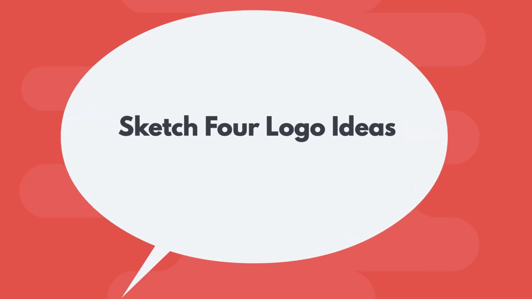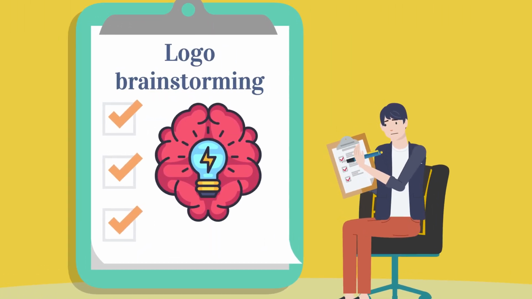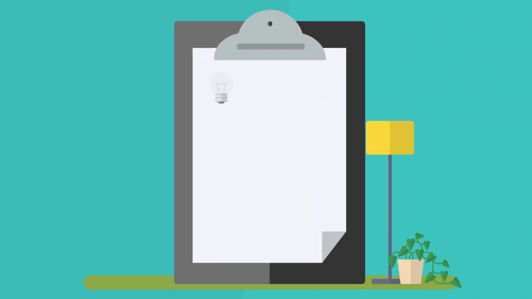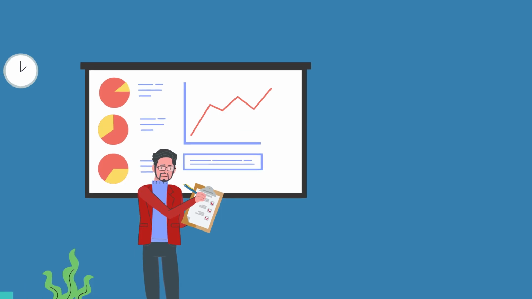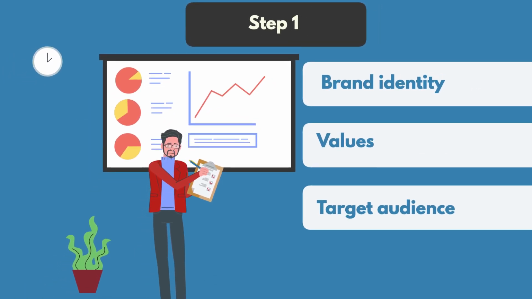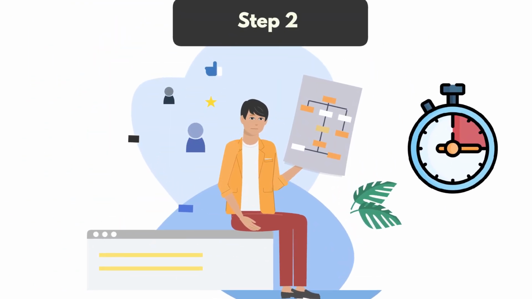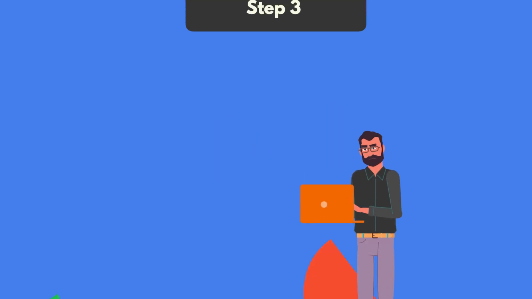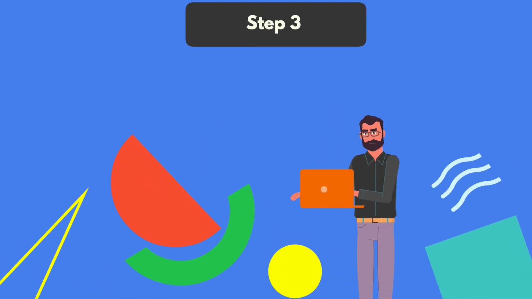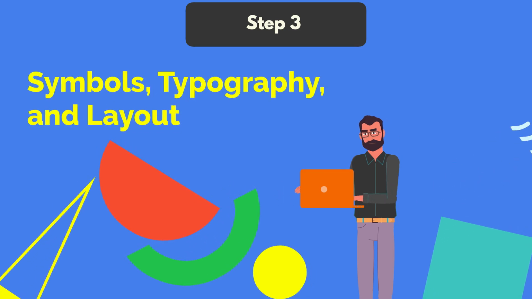Sketch 4 logo ideas. Now, let's move into a quick logo brainstorming exercise. Here's how you can start sketching ideas for your logo. Step 1. Review your brand identity, values, and target audience. Step 2. Set a timer to limit yourself to 10 to 15 minutes for each logo sketch. Step 3. Sketch 4 different logo concepts, considering elements like symbols, typography, and layout.